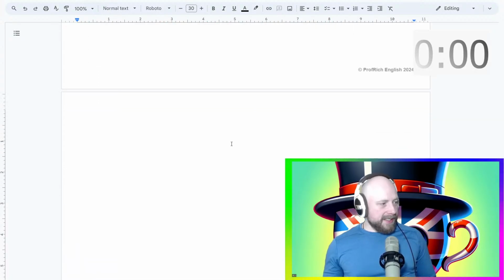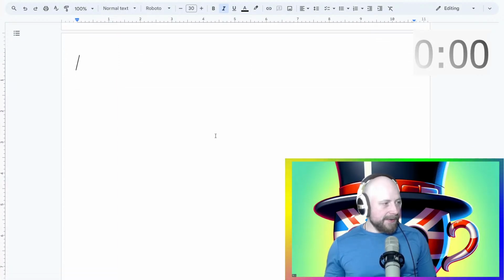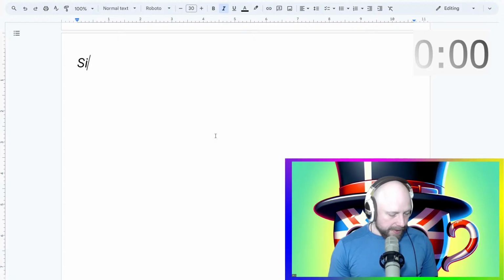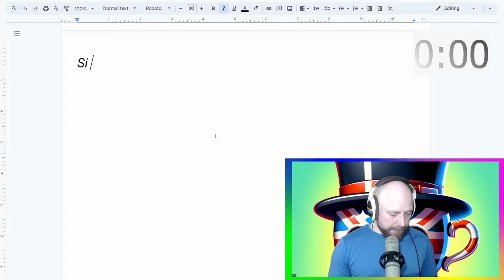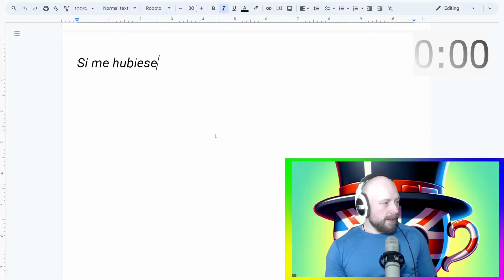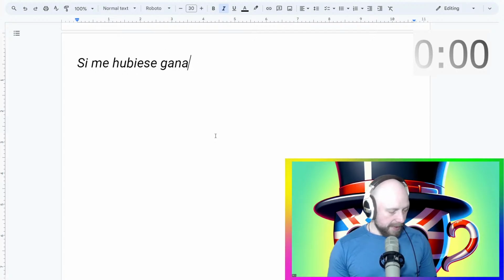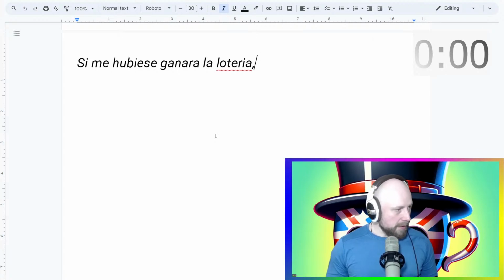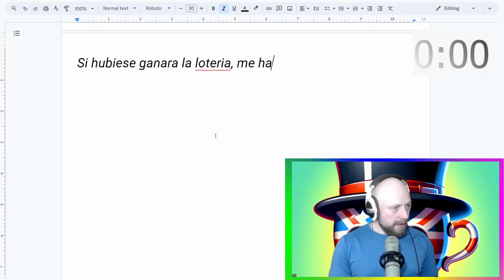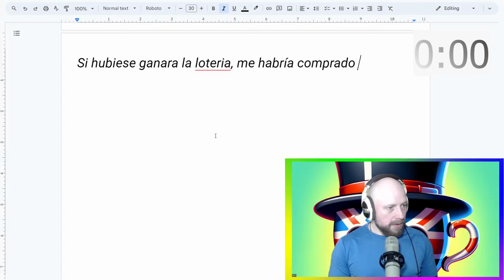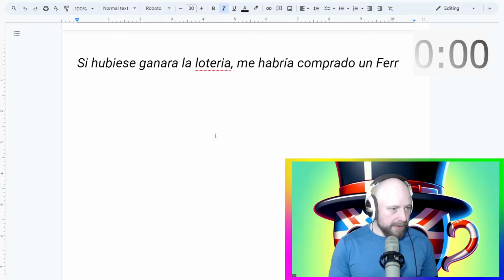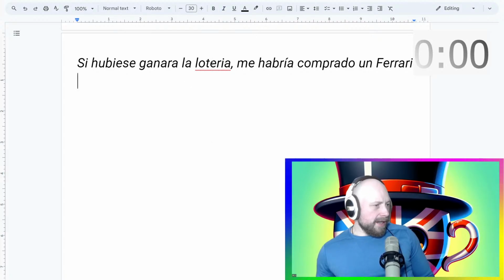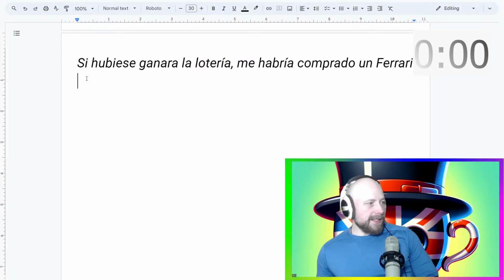And I experienced a similar thing in Spanish as well, actually. If we have any Spanish speakers in the chat, I learned in Spanish grammar that we must say... Si hubiese ganado la lotería, me habría comprado un Ferrari. So that's what I learnt in the grammar books.